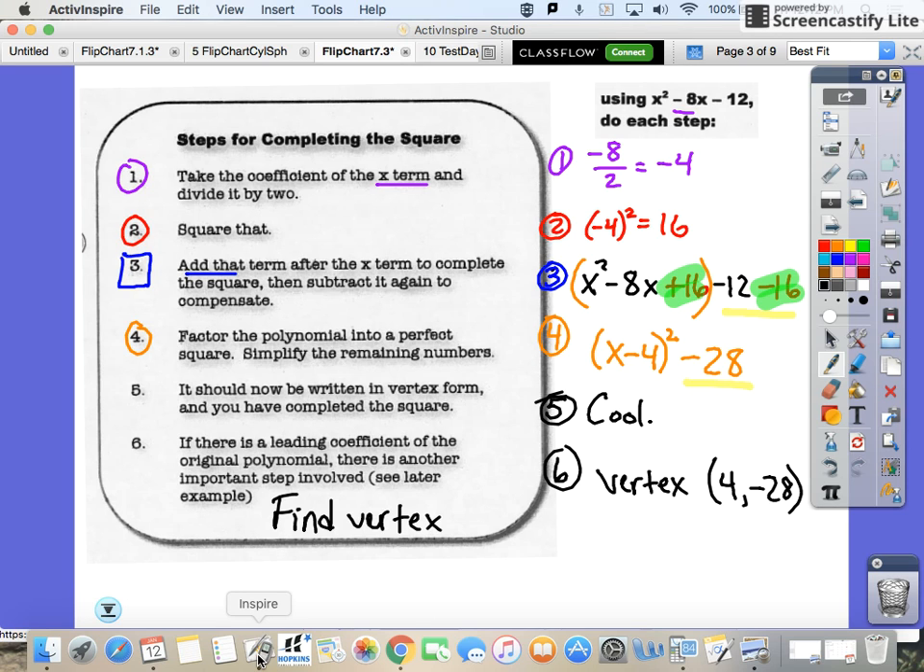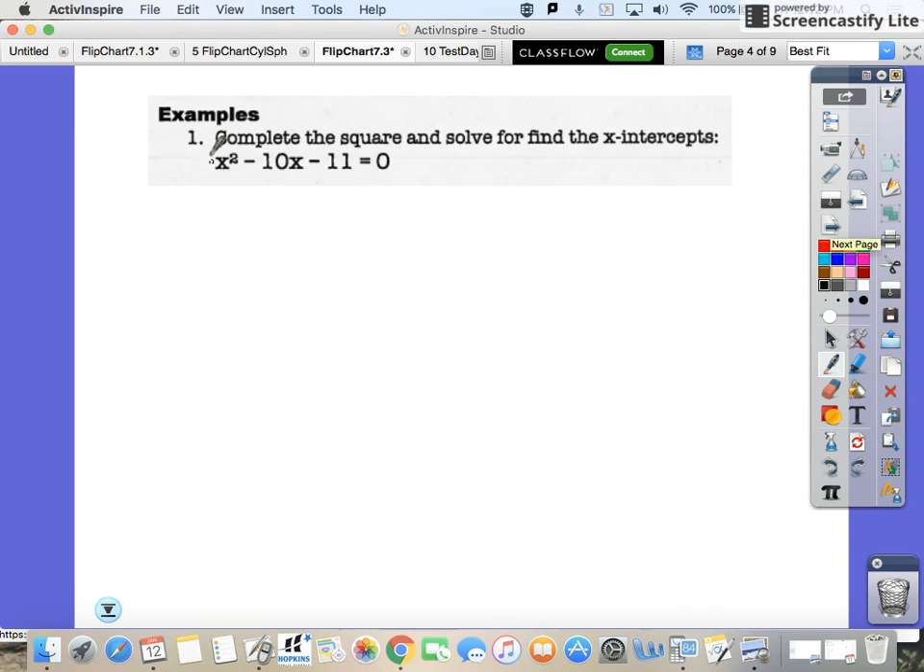All right, so let's do a couple examples. I believe there's four. Two of them have a leading coefficient of 1, and two of them have a leading coefficient other than 1. So this first example has a leading coefficient of 1. So we just do the same steps we previously did. We're going to take our b value and divide it by 2, which is -5. Then we square that, which is 25. It should always be a positive. Then we need to add that and subtract it in our original.